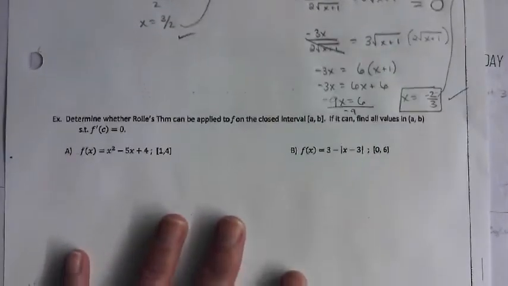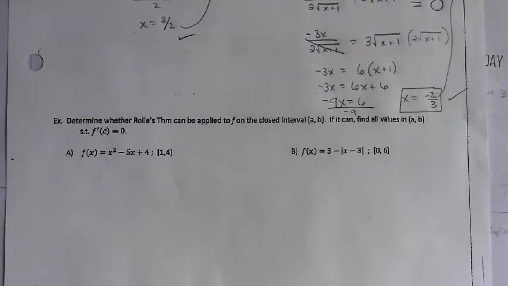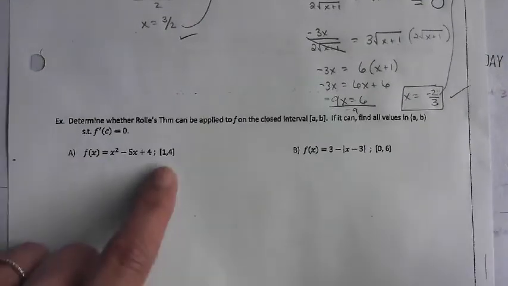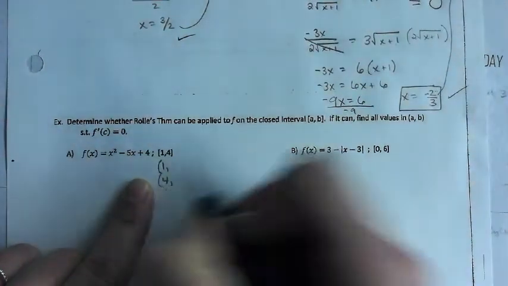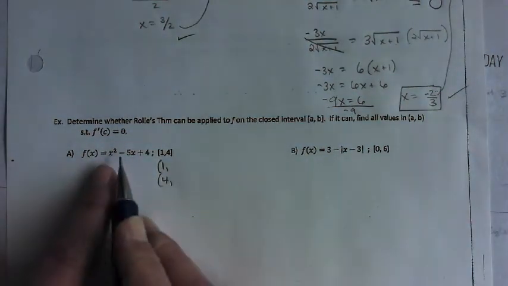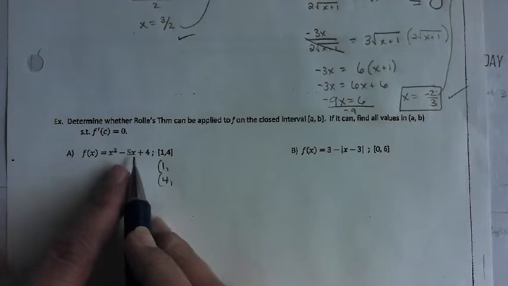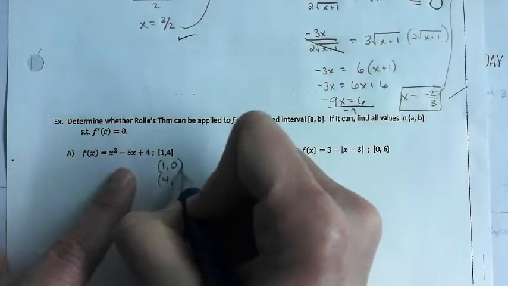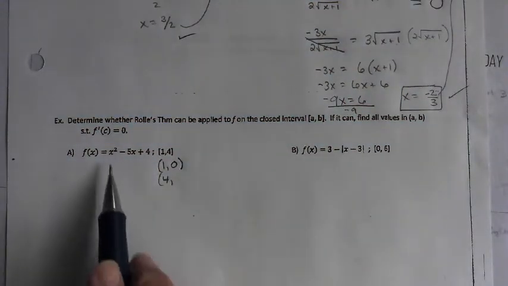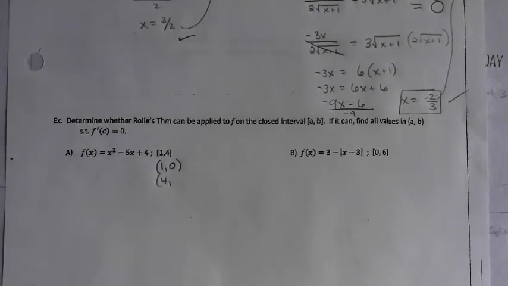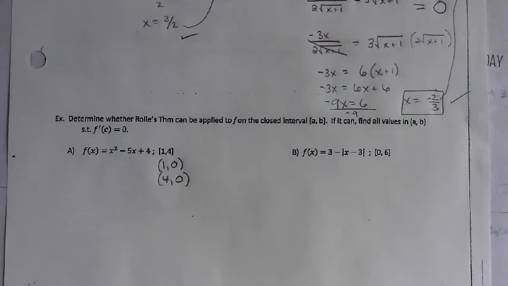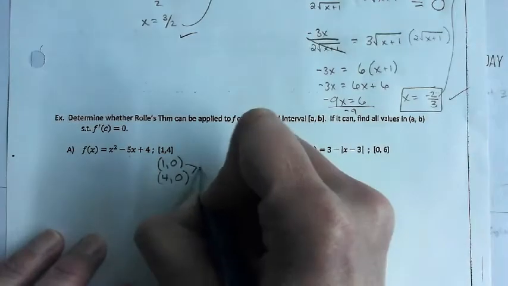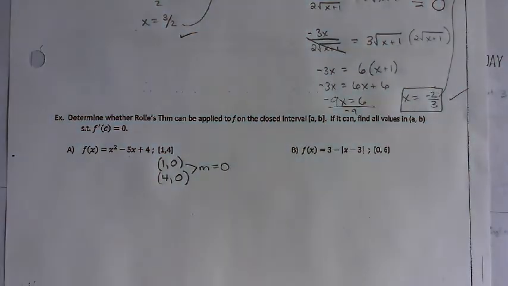Okay. Determining whether Rolle's theorem can be applied on the interval. So the first thing we need to look at are the endpoints, 1 and 4. When you plug in 1, you get 1 minus 5, which is negative 4 plus 4 is 0. When you plug in 4, you get 16 minus 20, which is negative 4 plus 4, which is 0. So as long as those y coordinates are the same, and your average rate of change between those two endpoints is 0, we're good to go.